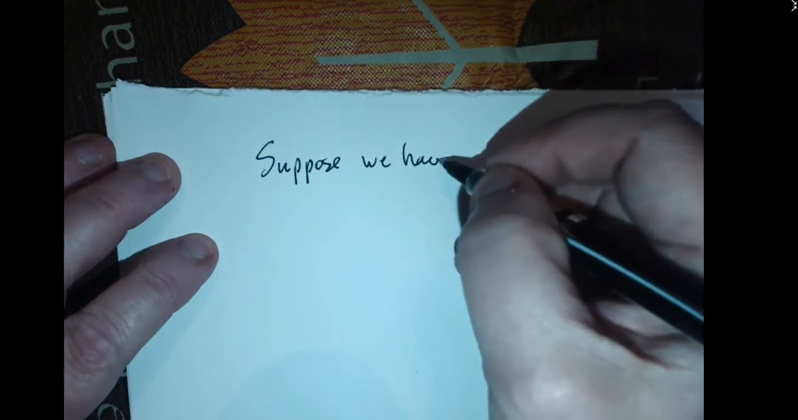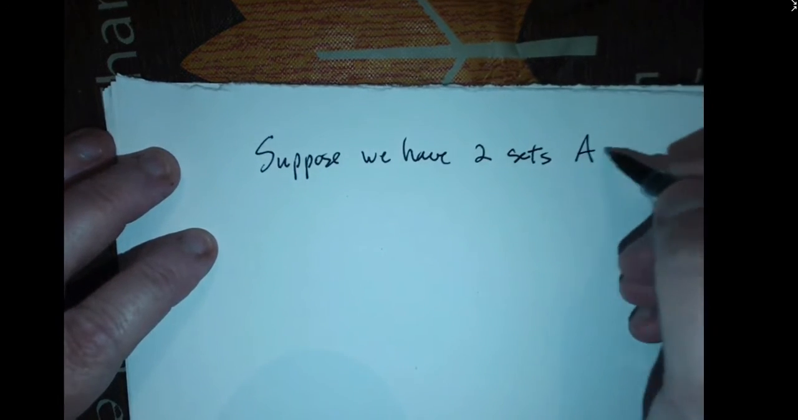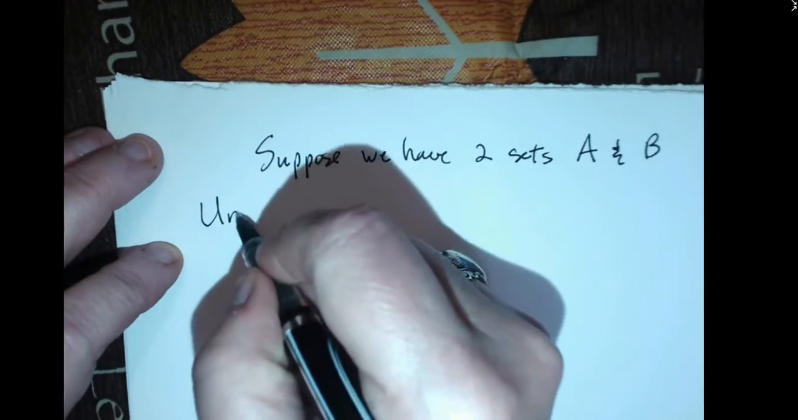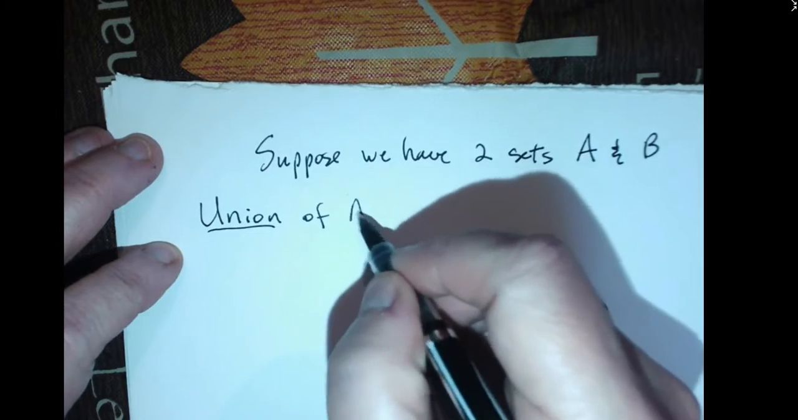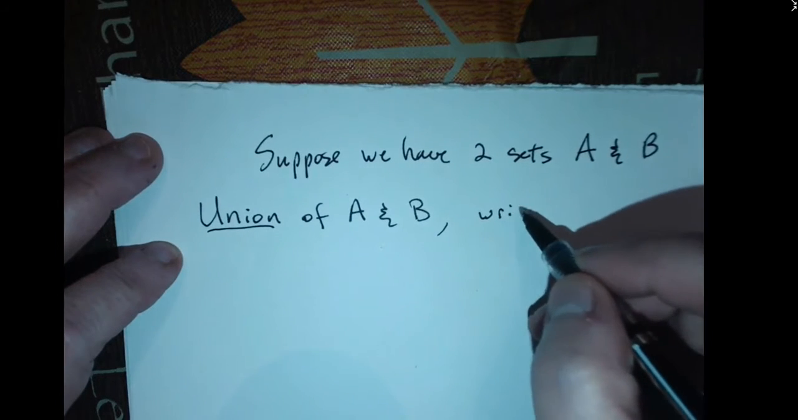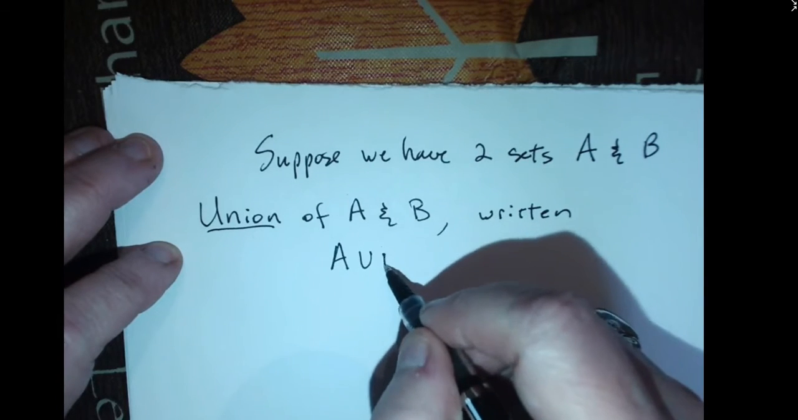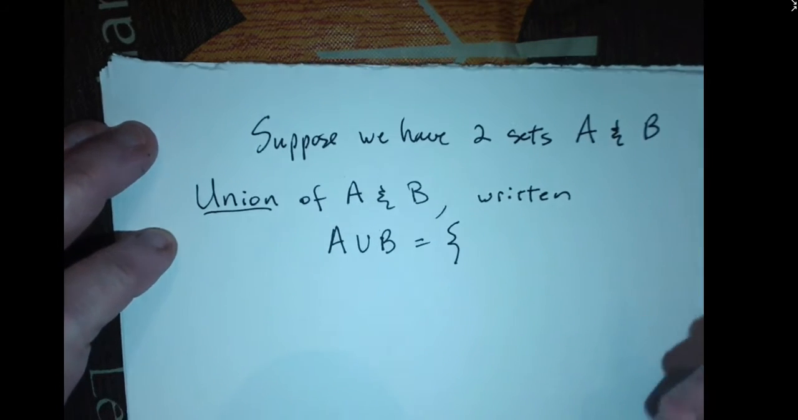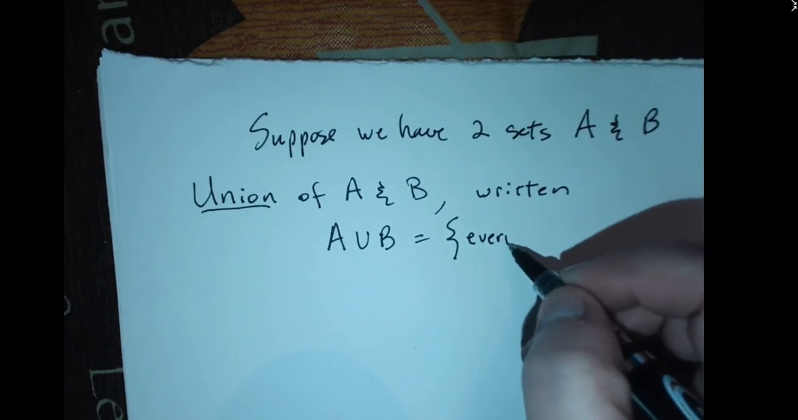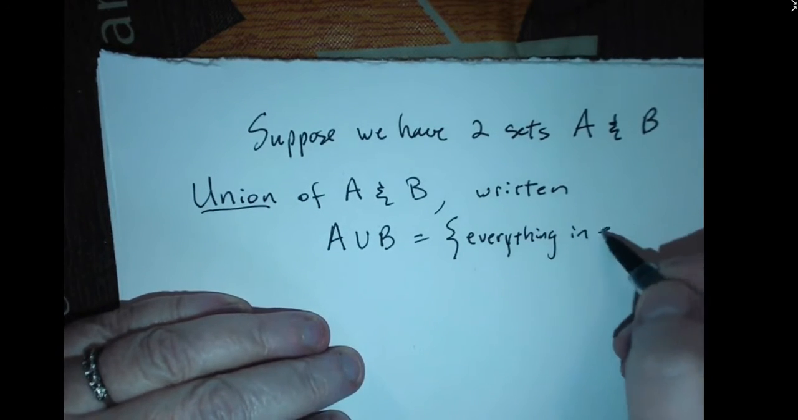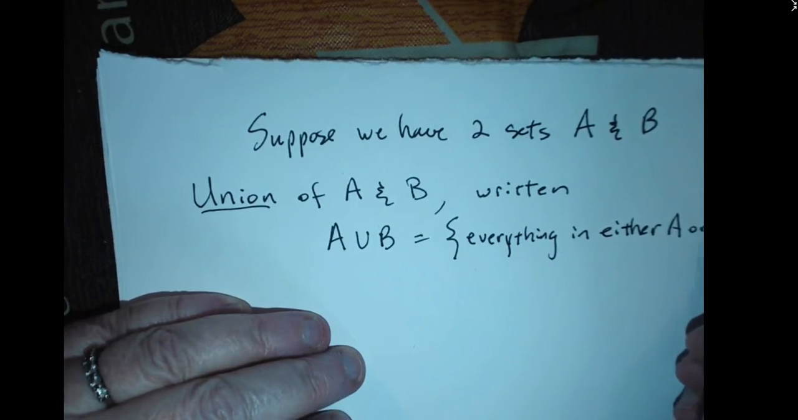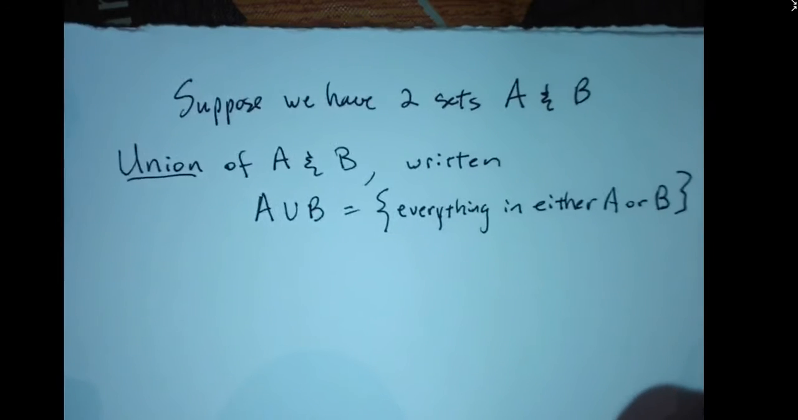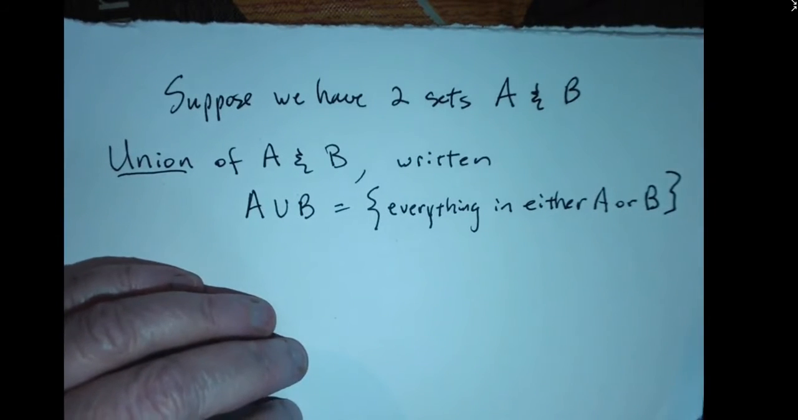So with union, suppose we have two sets A and B. Then the union of A and B, written with this union symbol, will be the set consisting of everything in either A or B. So you combine the two sets into one set. And remember, you can't have repetitions.